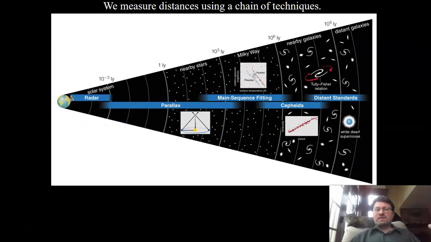So in summary of this chain of techniques that we've used to measure distances to objects, we start with radar, which allows us to measure things nearby in the solar system. Parallax works out to 1,000 or so light years, but remember it's 28,000 light years to the center of the galaxy. So parallax is not going to work throughout the entirety of the galaxy. To go out further, we need to use methods like main sequence fitting. And you can see here in this graph that main sequence fitting works from inside of 1,000 light years out to 1,000,000 or more light years.